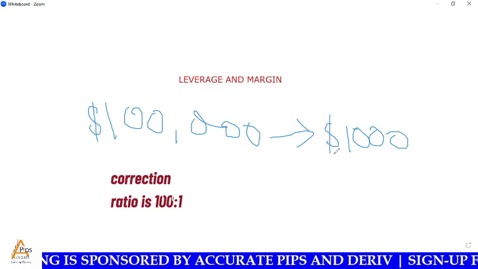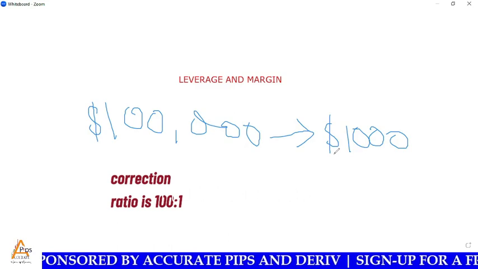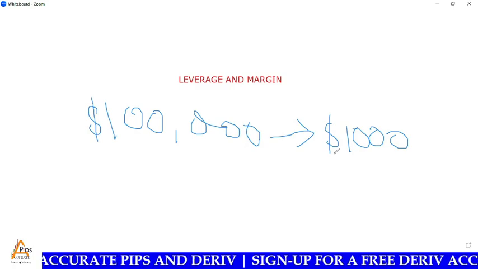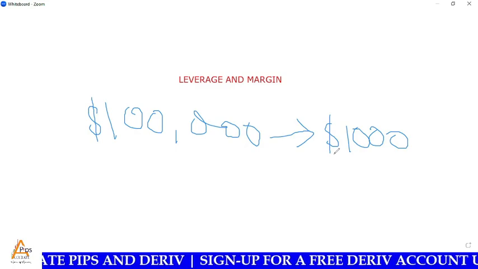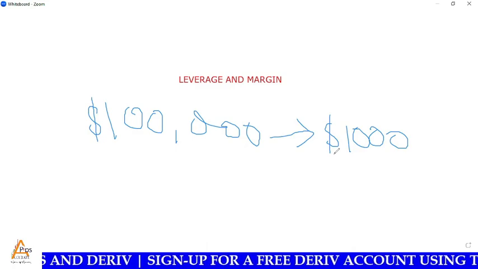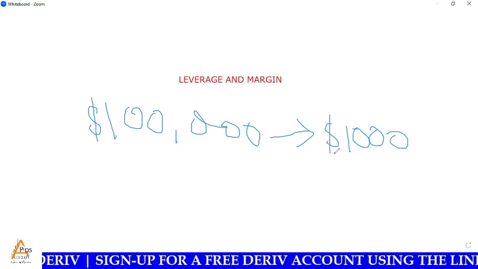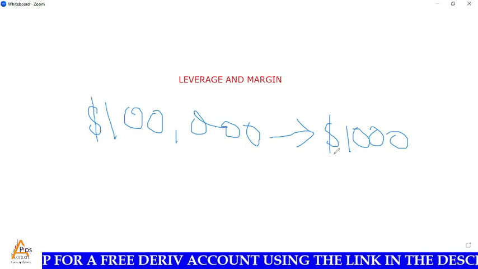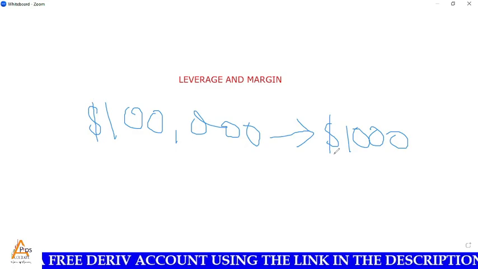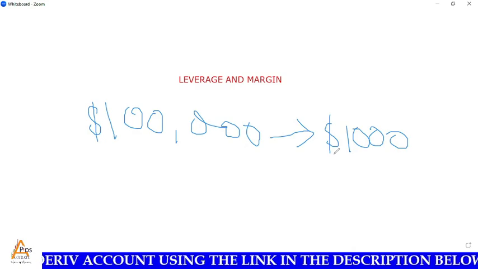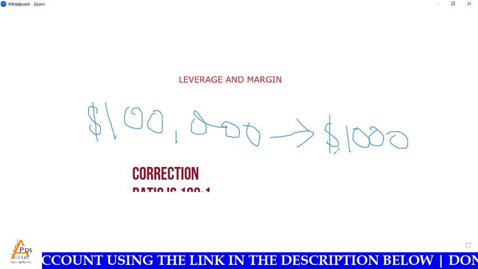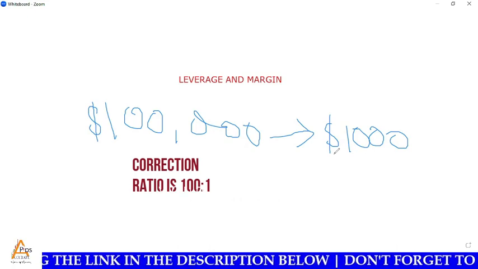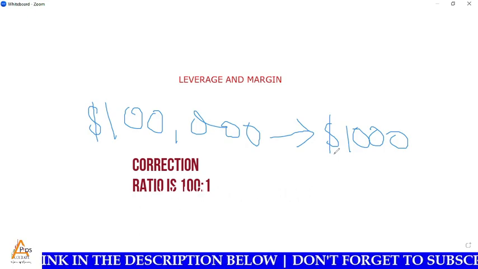Are you with me, guys? So what is happening here is that you are going to deposit $1,000. That $1,000 set aside is your personal money that you are depositing with the broker as collateral. Then the broker will lend you at a ratio of 1000:1. So $1,000 multiplied by 1000 will give you a position size of $100,000.